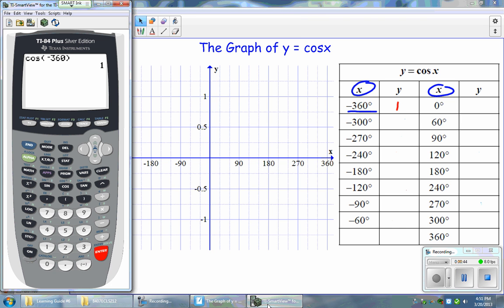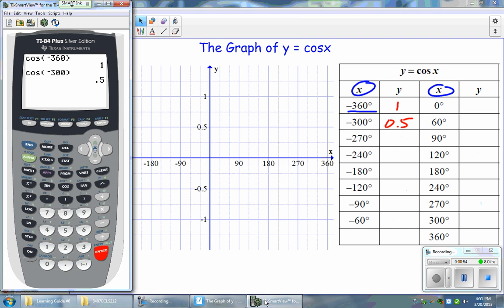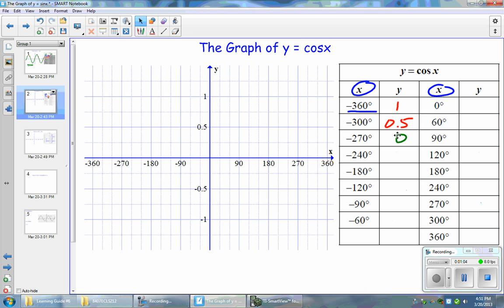And then we have the cos of negative 300, and that's going to give you a corresponding y value of 0.5. Let's do another one here: cos of negative 270, and that's going to give me a value of 0. If we keep going with this procedure, you're going to get the following y values, which I already had set up for you.